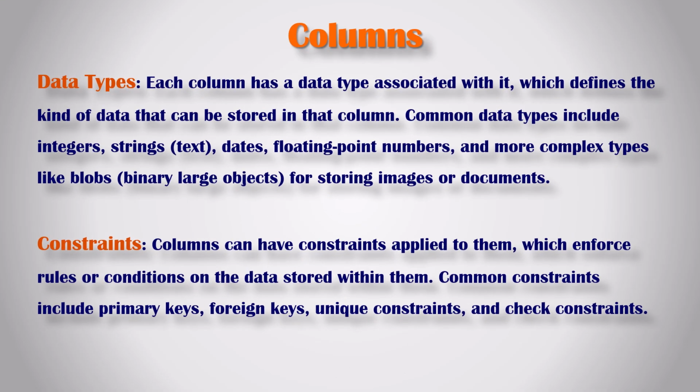Data types. Each column has a data type associated with it, which defines the kind of data that can be stored in that column. Common data types include integers, strings, text, dates, floating point numbers, and more complex types like blobs, binary large objects, for storing images or documents.